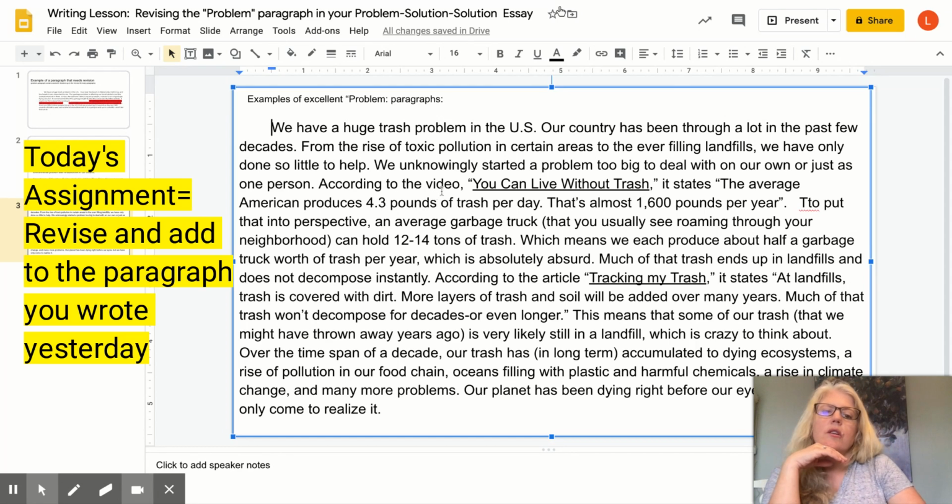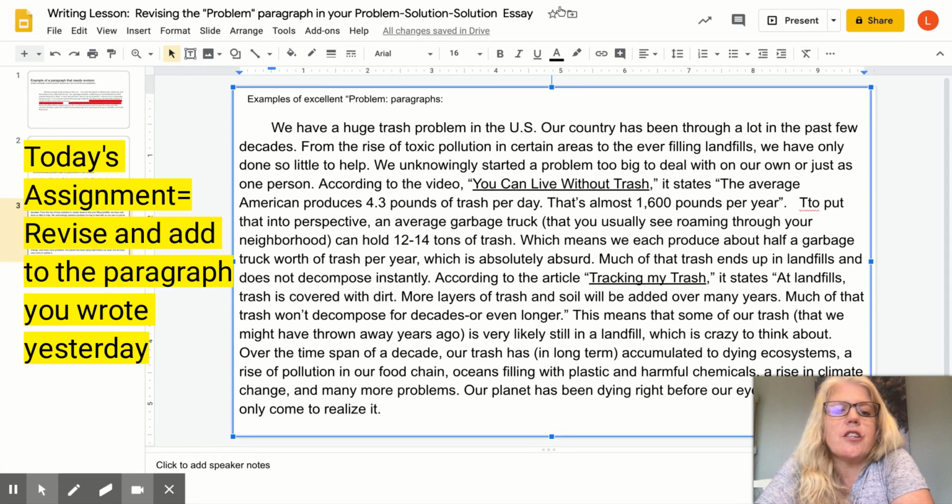According to the video, You Can Live Without Trash, it states the average American produces 4.3 pounds of trash per day. That's almost 1,600 pounds per year. To put that into perspective, an average garbage truck that you usually see roaming through your neighborhood can hold 12 to 14 tons of trash, which means we each produce about a half a garbage truck worth of trash per year, which is absolutely absurd. I'm glad that she put her opinion in there after the quote.